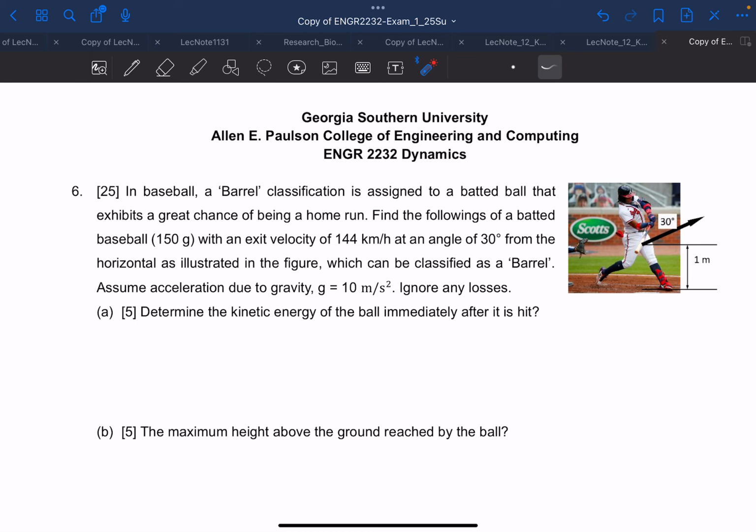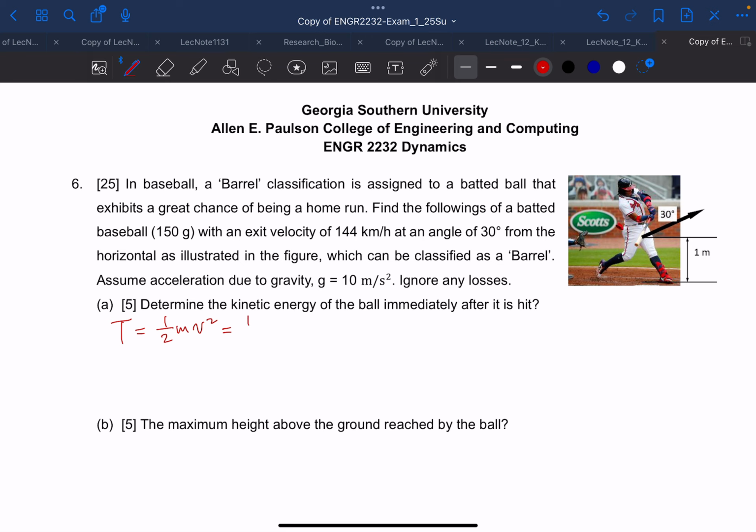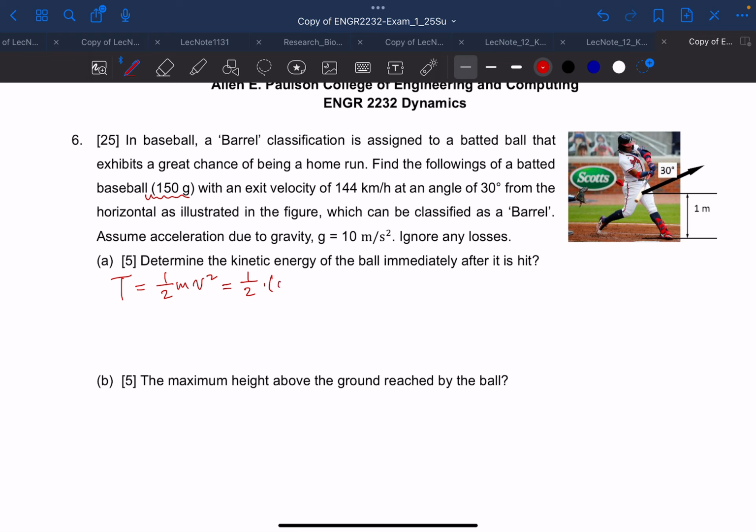And first, we want to determine the kinetic energy of the ball immediately after it is hit. Okay, so we want to find the kinetic energy of the ball at this point. Alrighty, so that's nothing but kinetic energy, T is 1/2 mv squared, right? So this is going to be 1/2 times m, which is 150 gram, which is 0.15 kilogram, right?